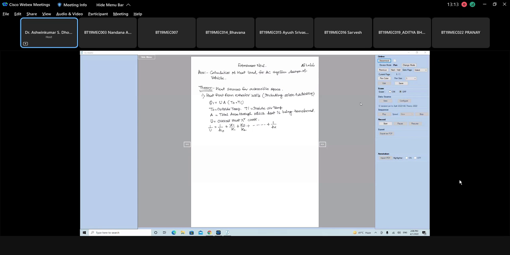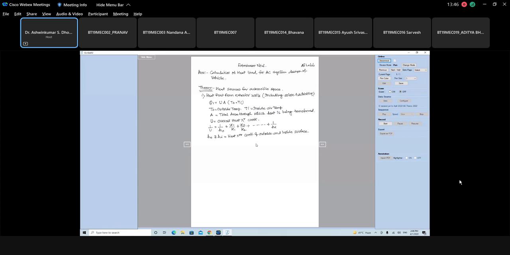So this is basically HO and HI, the heat transfer coefficient of outside and inside surface of the vehicle. So this will be required for you. Now where, just wait, we'll write down and we'll discuss here.